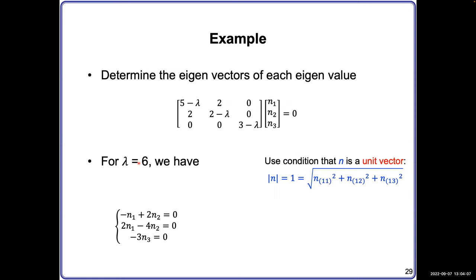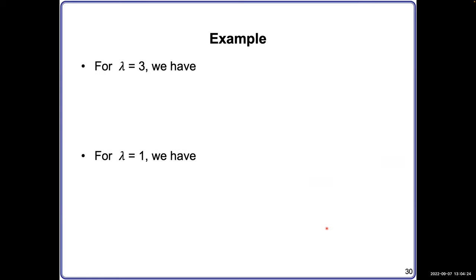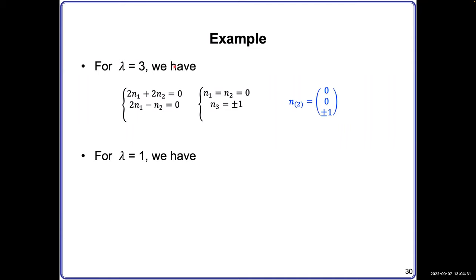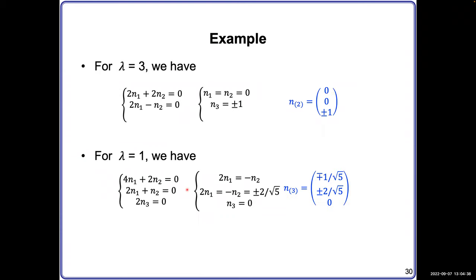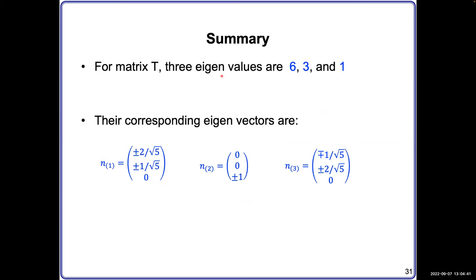For each eigenvalue, we get a set of equations, and then use the unit vector, so that the eigenvector direction has a magnitude equal to 1. Then we can get the direction there, right? So we calculated this. And then for the remaining two eigenvalues, we can do the same thing and get the corresponding unit vector along the direction of the eigenvector. And then do the same thing for the third value, right? So in summary, for that example, we have three eigenvalues and they have corresponding three normalized vectors. Usually we call the unit vectors normalized vectors, eigenvectors, right?